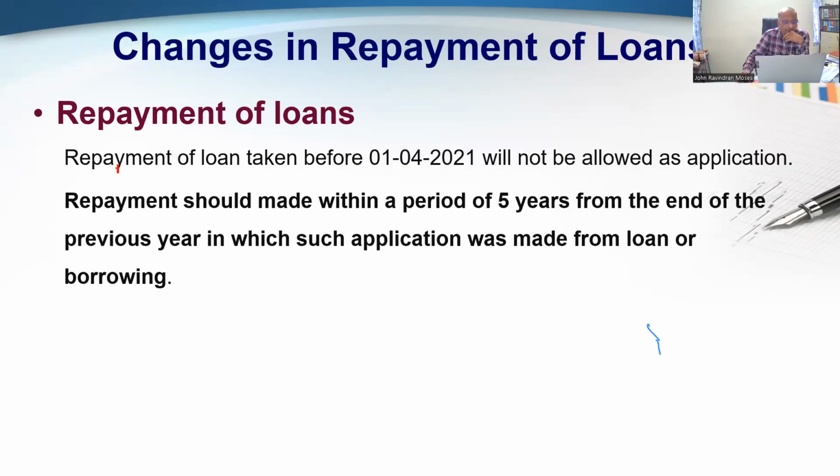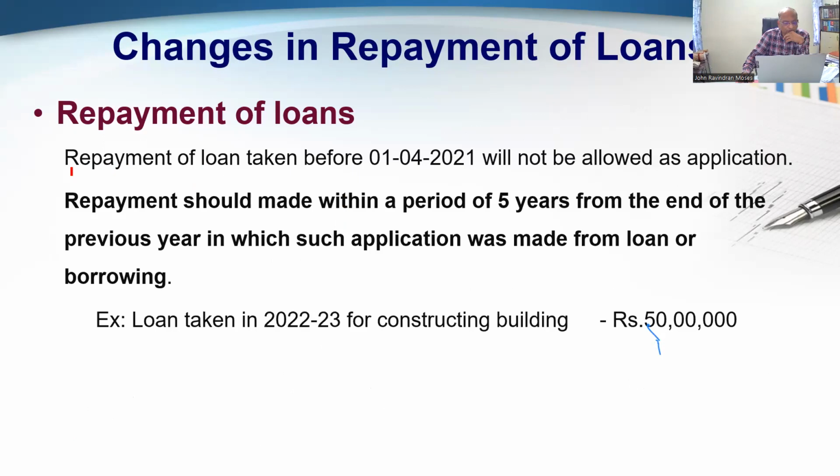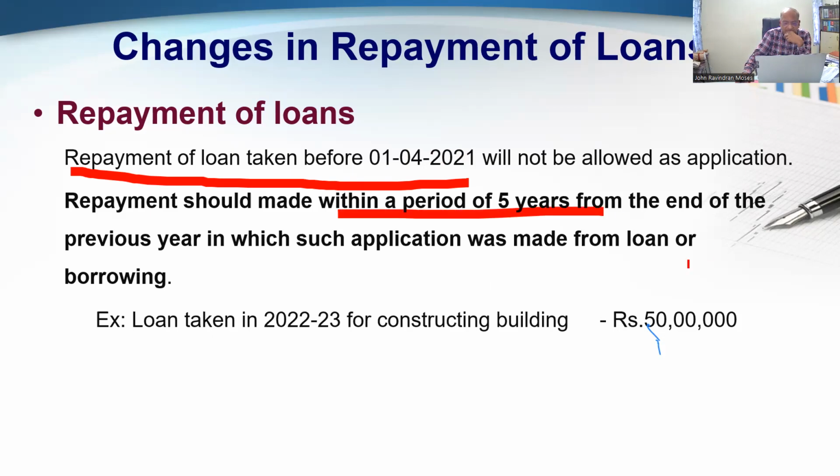Here again, if you have taken any loan before 1/4/2021, repayment will not be allowed as application to you. Any loan if you have taken before 1/4/2021, repayment will not be allowed as application to you. And repayment again has to be made within a period of 5 years from the end of the financial year, for our easier understanding, the financial year in which such application is made from the loan.